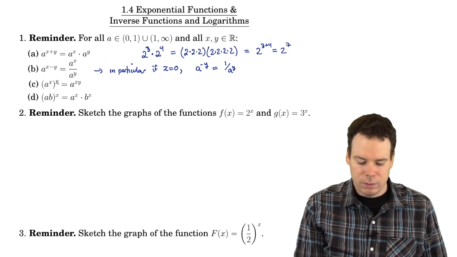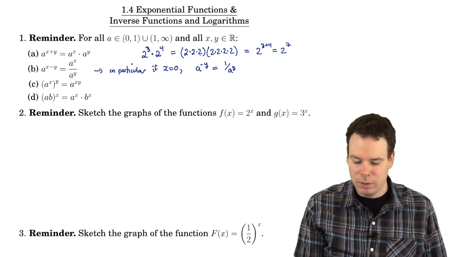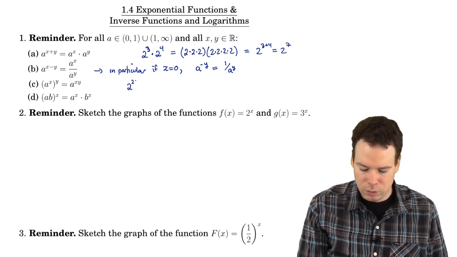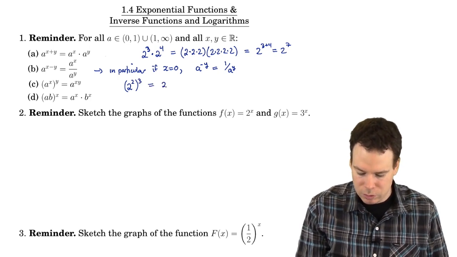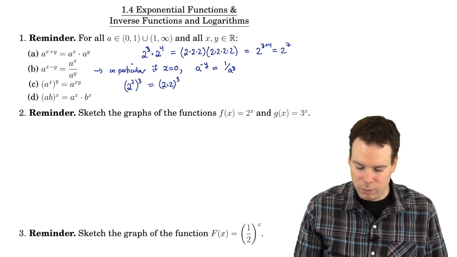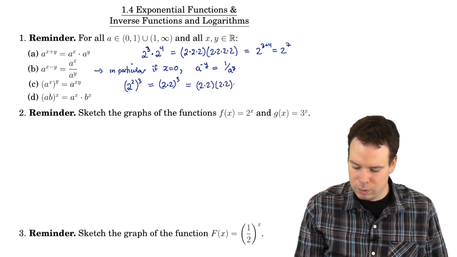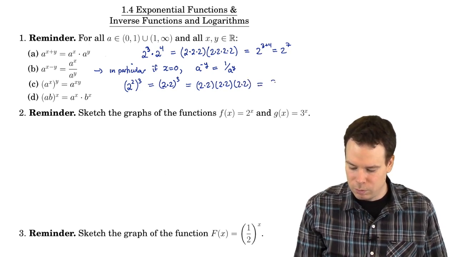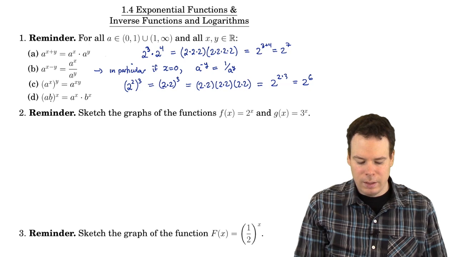a to the power of x, raised to the power of y, is just a to the power of x times y. Again, you could see this by just doing a quick example with some integer values. I could say 2 to the power of 2 raised to the power of 3, for example. What does this mean? Well, it means it's 2 times 2 raised to the power of 3. So that means it's 2 times 2 times 2 times 2 times 2 times 2. And there are 3 groups of 2 here, so it's 2 to the 2 times 3, or 2 to the 6.